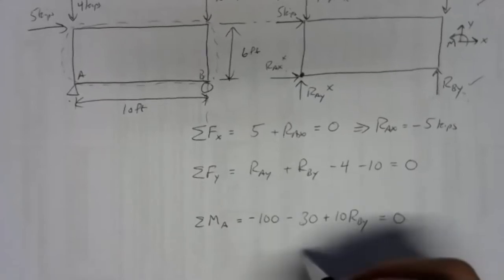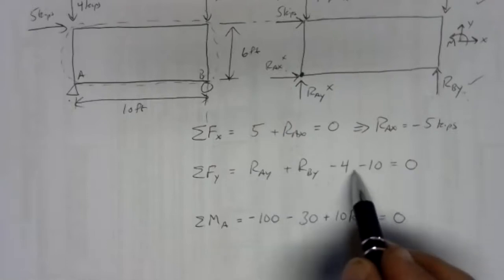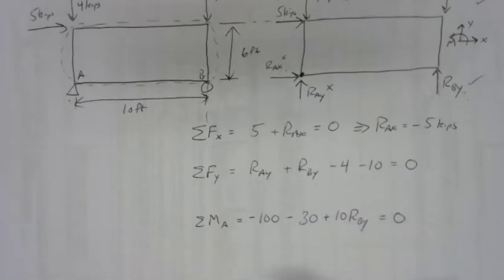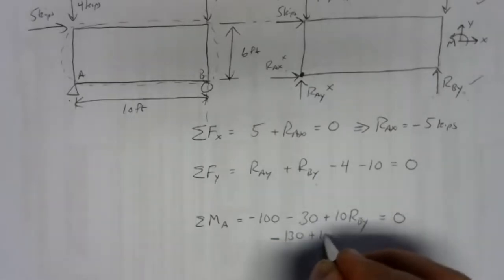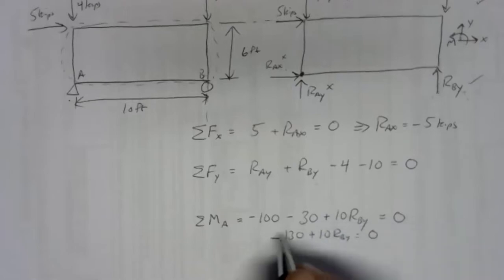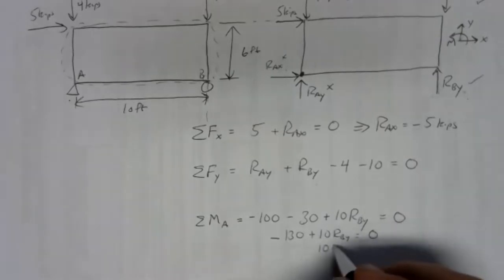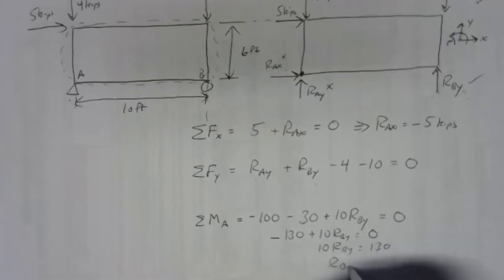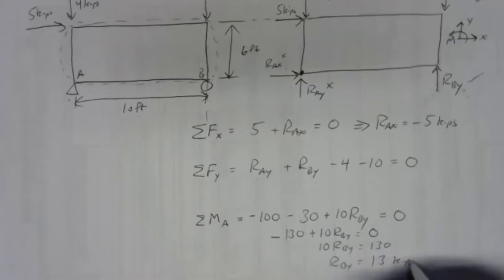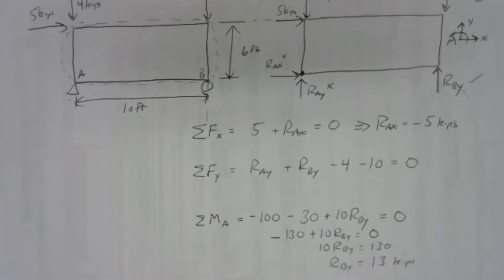We can't do anything with the y direction equation just yet because we have too many unknowns. We don't know RAY or RBY. But the moment equation we can work with a little. If we combine the negative 100 and the negative 30, we've got negative 130. And solving the equation, 10 RBY equals 130. Divide both sides by 10. And RBY is 13 kips. So RBY is 13 kips. That's a positive answer. So we know we got our assumed direction correct.